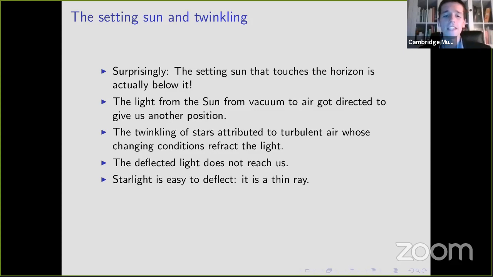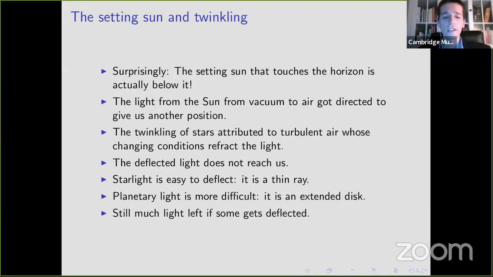Starlight is easy to deflect. It is a very thin ray, since it's coming from very far away. But planetary light is more difficult. It is an extended disk. So if some of the planetary light gets deflected due to the turbulent air in the atmosphere, there is still much light left, and so we do not observe planets to be twinkling in general.